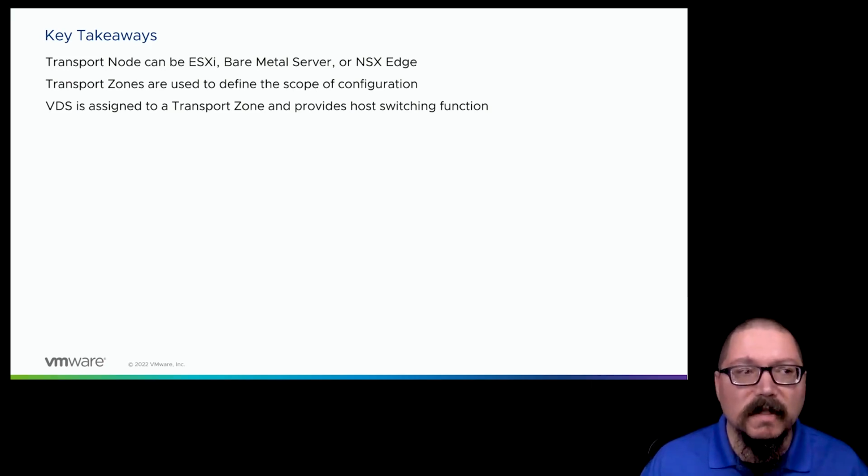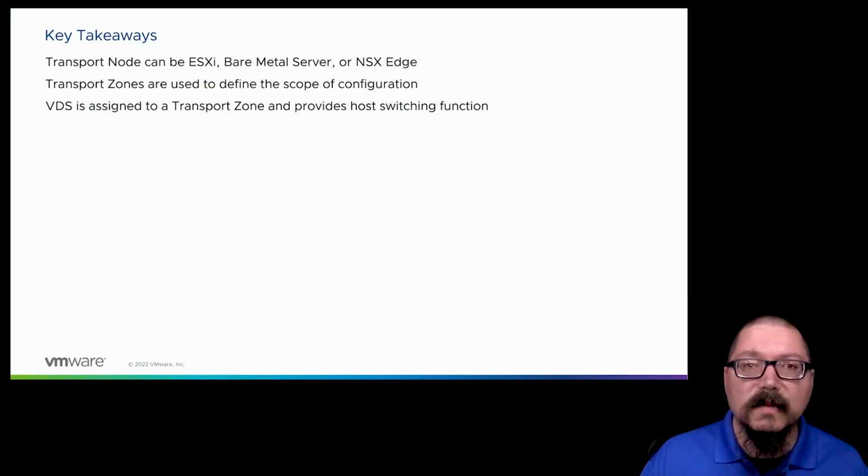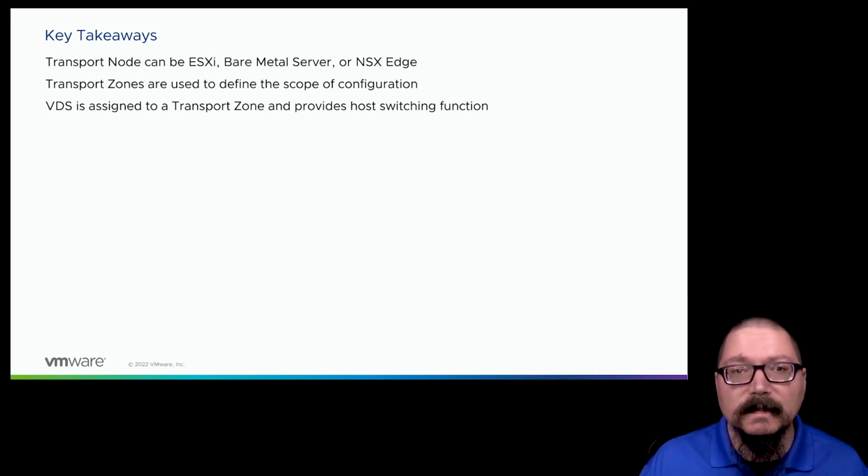Well, we've learned that transport nodes can be ESXi hosts. They can be bare metal servers, which could be Linux or Windows, and they could be NSX Edge transport nodes. We've learned that transport zones define the scope of configuration for our network objects, and we've talked about the distributed switch and how that is going to be assigned to a transport zone and provide host switching on ESXi. Those are the three big things we want to think about from this particular section.